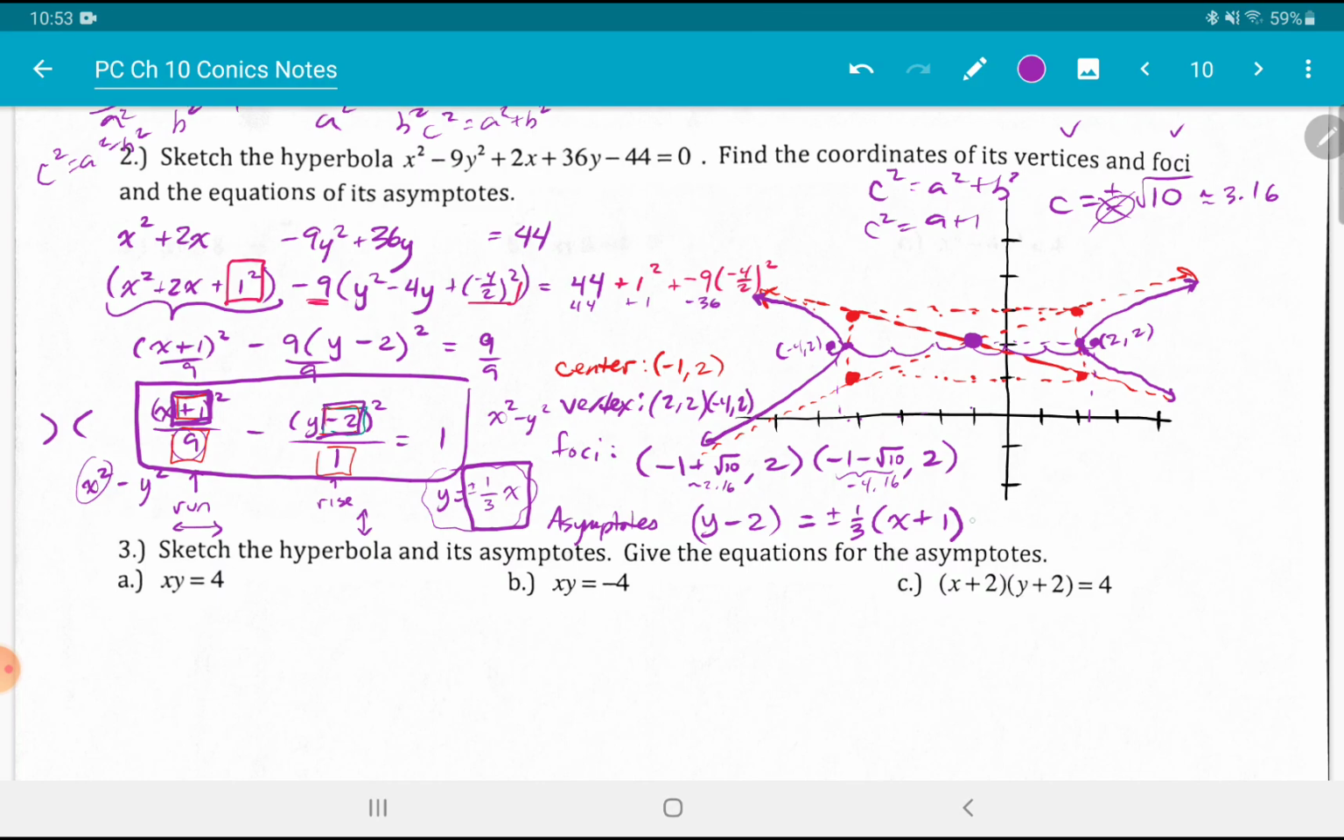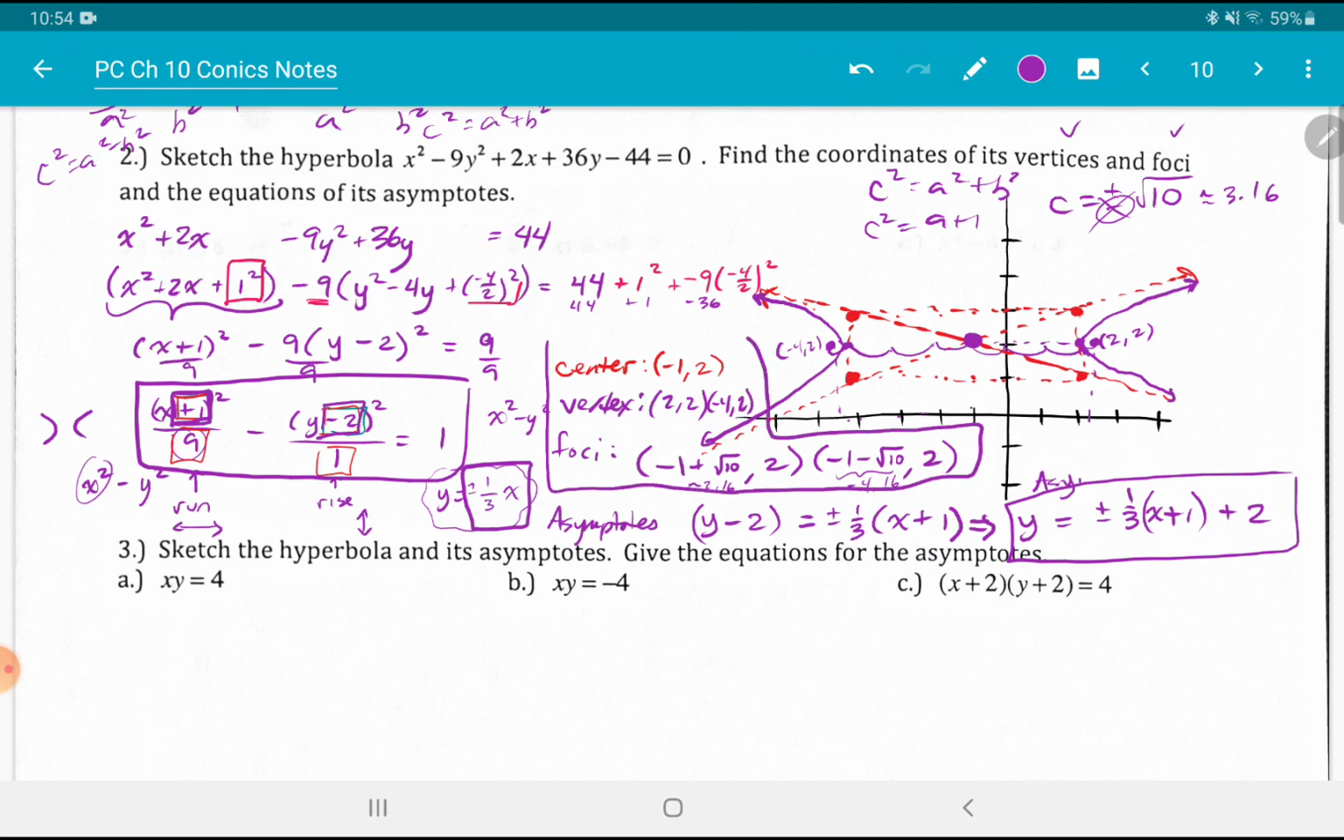Okay. If you want to rewrite it a different way, then you can move that 2 over, so you get y is equal to plus or minus 1/3 times x plus 1, and then add a 2 there, like that. Okay, so that's going to be the equation of your asymptotes. And then here is the center, vertices, and foci. Okay, that was a big problem right there.